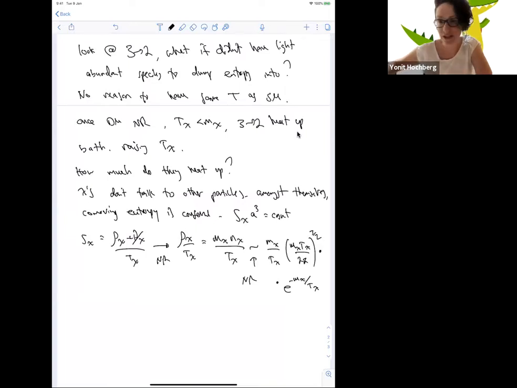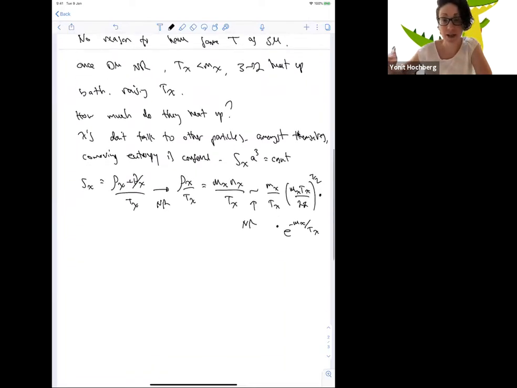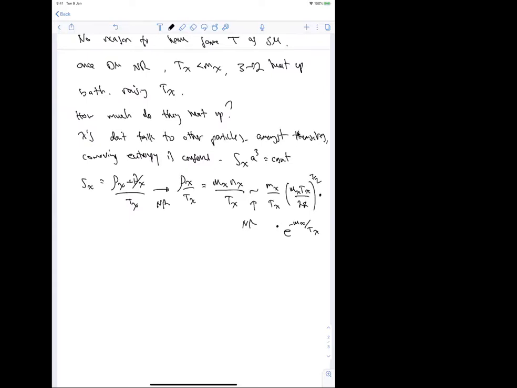Okay, so here's our entropy. And I remind you, we said this entropy is constant, right? Well, the entropy, the co-moving entropy. Is there another question? Yeah.